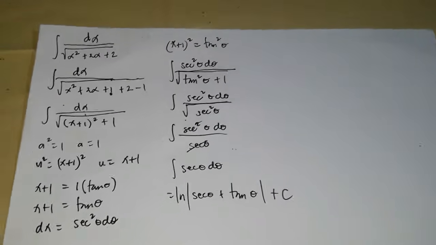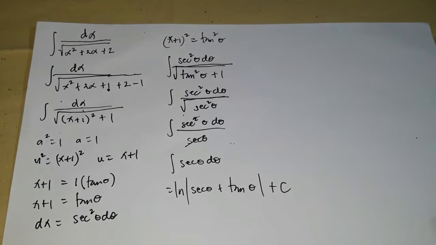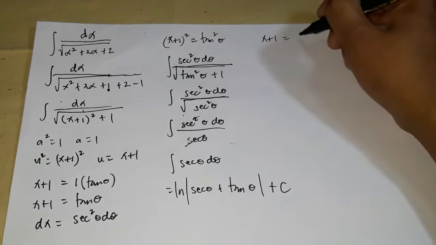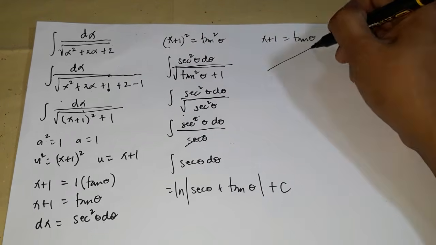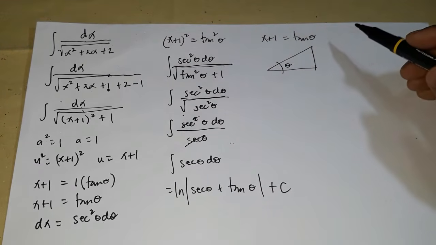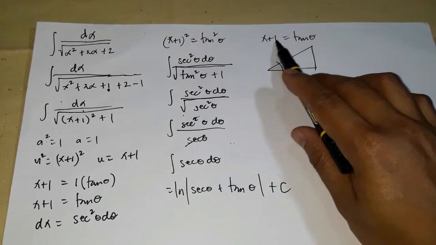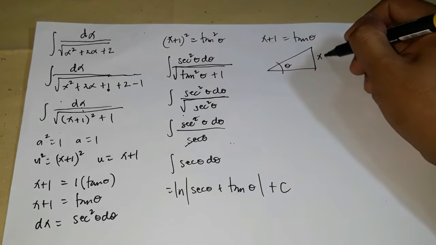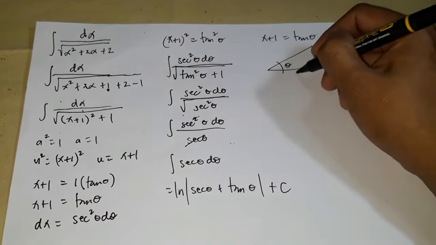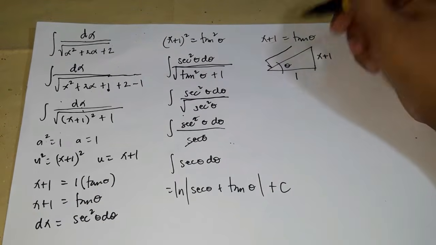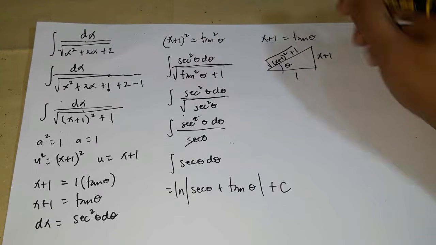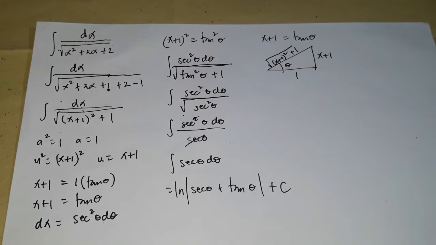Okay? So, rewriting this back to x using this identity, x plus 1 equals tangent theta, you draw the triangle. This is your theta. Theta is opposite side over adjacent. So the opposite side is x plus 1, and the adjacent side is a, which is represented by 1. And the hypotenuse is equal to the square root of the square of the opposite plus the square of the adjacent side.